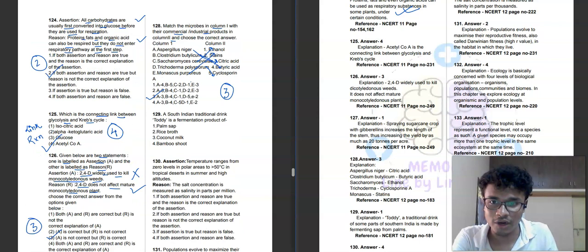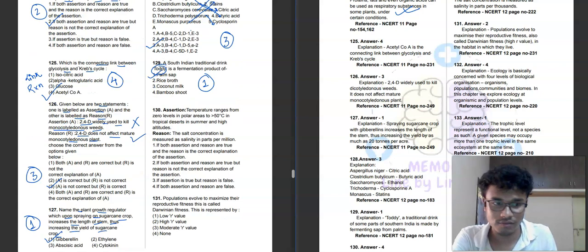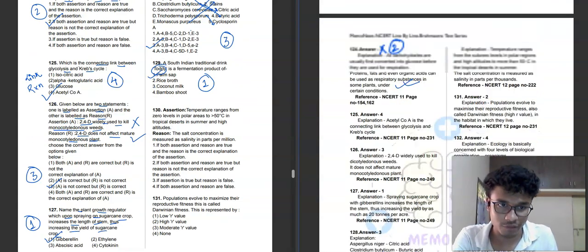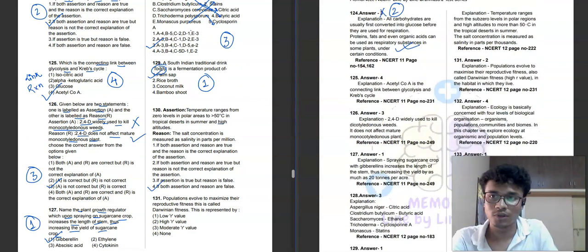Moving towards the next question, 129. South Indian traditional drink, toddy, is the fermentation product of palm sap, rice broth, coconut milk or bamboo shoot. It's basically a traditional drink of some parts in South India and made by fermenting sap from palms. So first option will be our correct answer for this question. Direct question from NCERT. You have to read it. You have to read it multiple times.